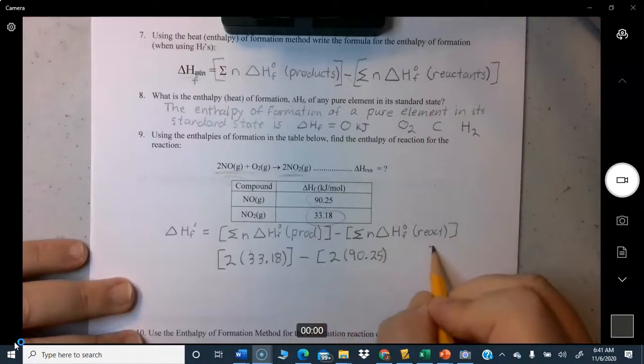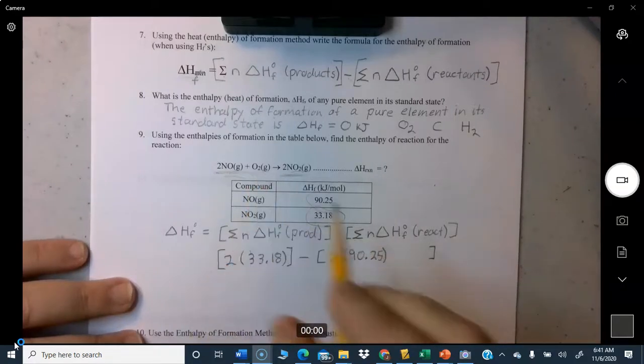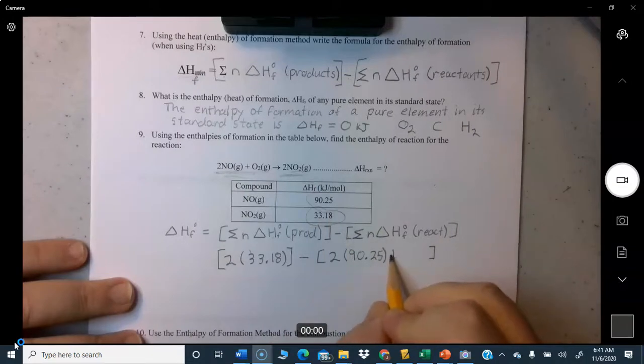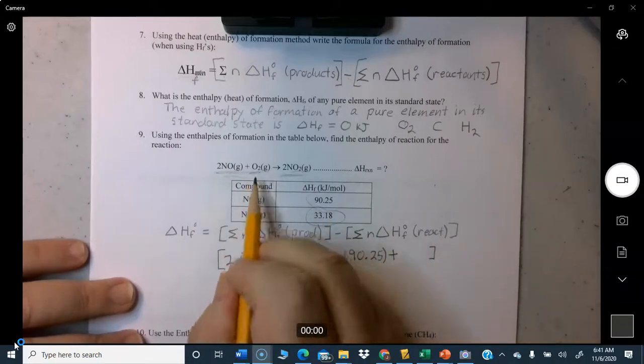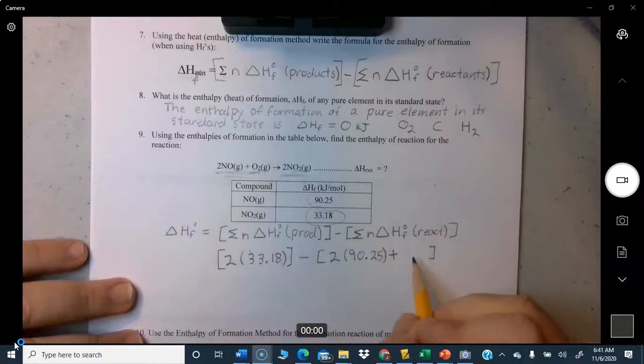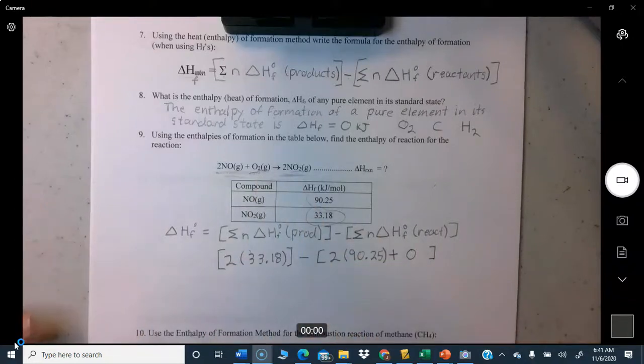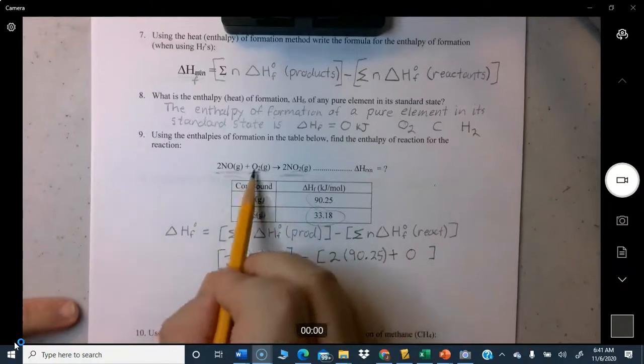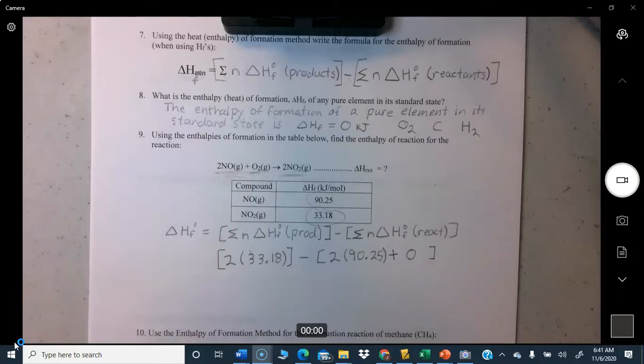Okay, and then inside of this you have to add the other reactant. But what did we just say? A pure element has an enthalpy of formation of 0. Just go ahead and write it anyway. Don't skip it. It just emphasizes that there is an enthalpy, that you did include that. It just happens to be 0. Okay? Alright, so now you can do the math on this.